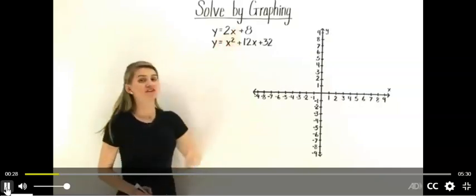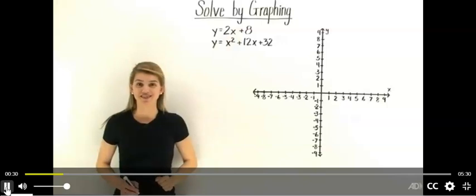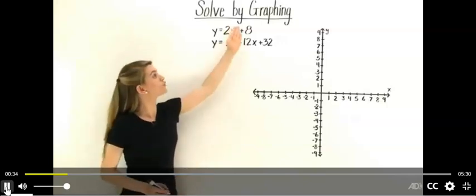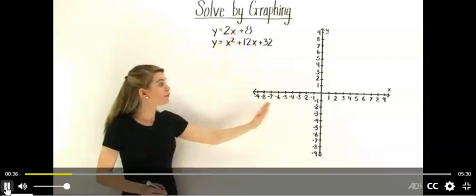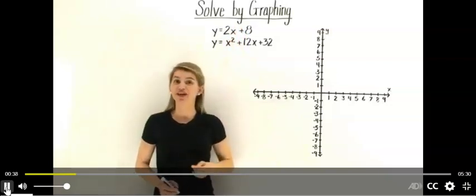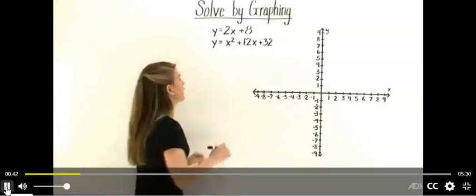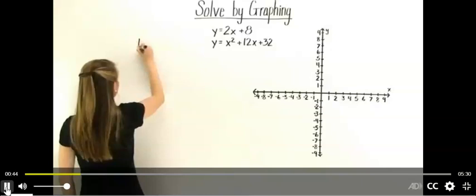So how do we solve this system of equations by graphing? Well, just like solving a system of linear equations, we can graph these two equations, and we want to graph them on the same graph. Then we look for the point or points of intersection. So let's go ahead and do that. We want to graph both of these equations.